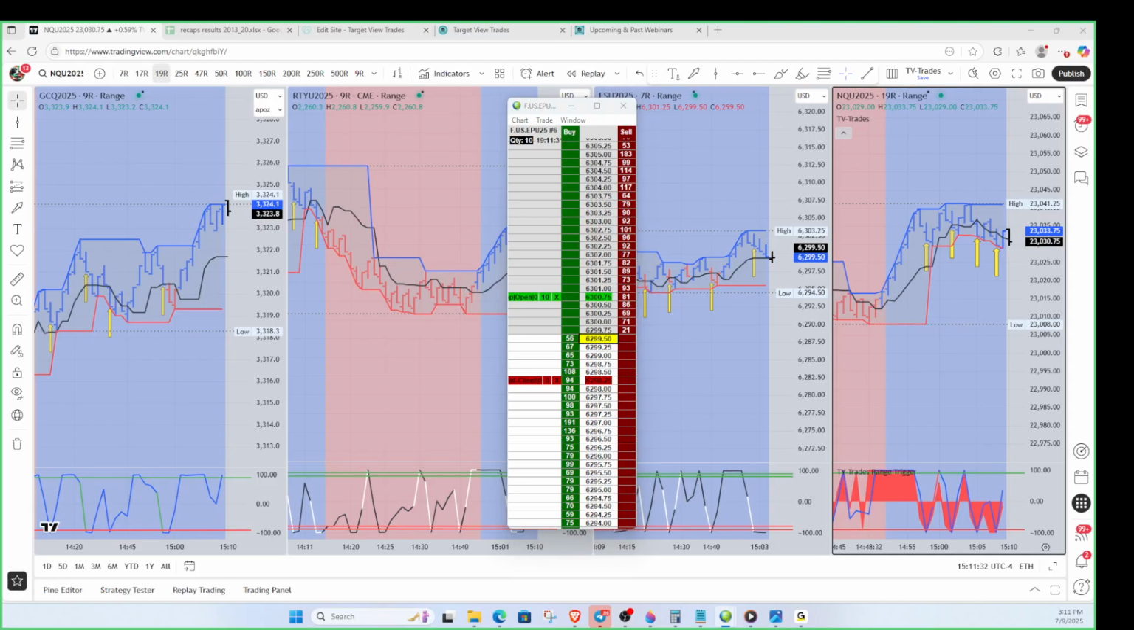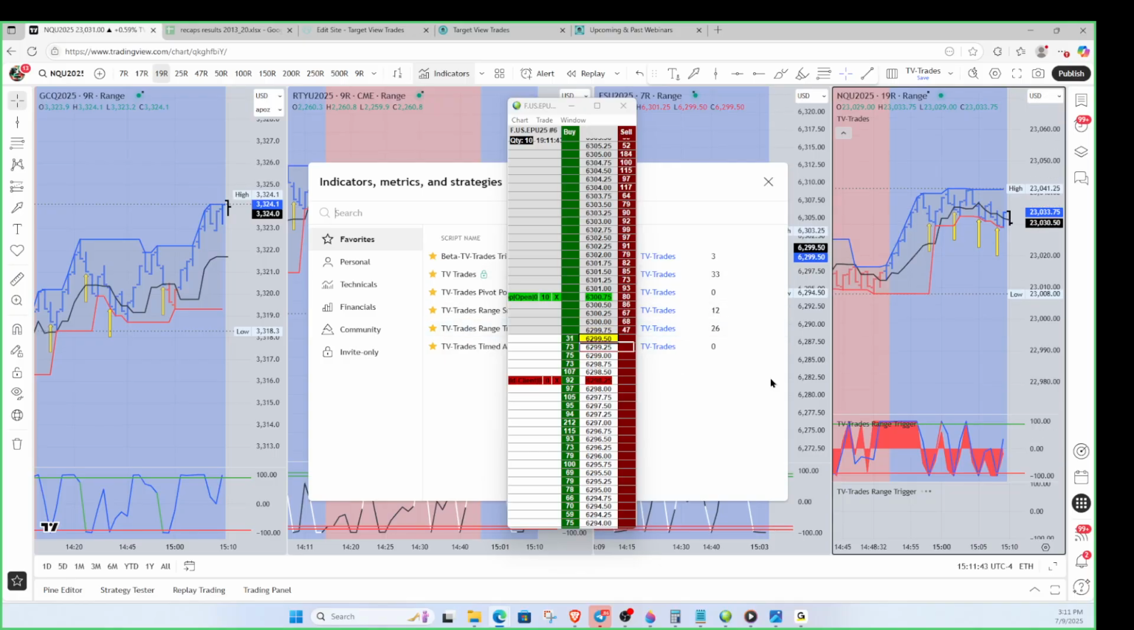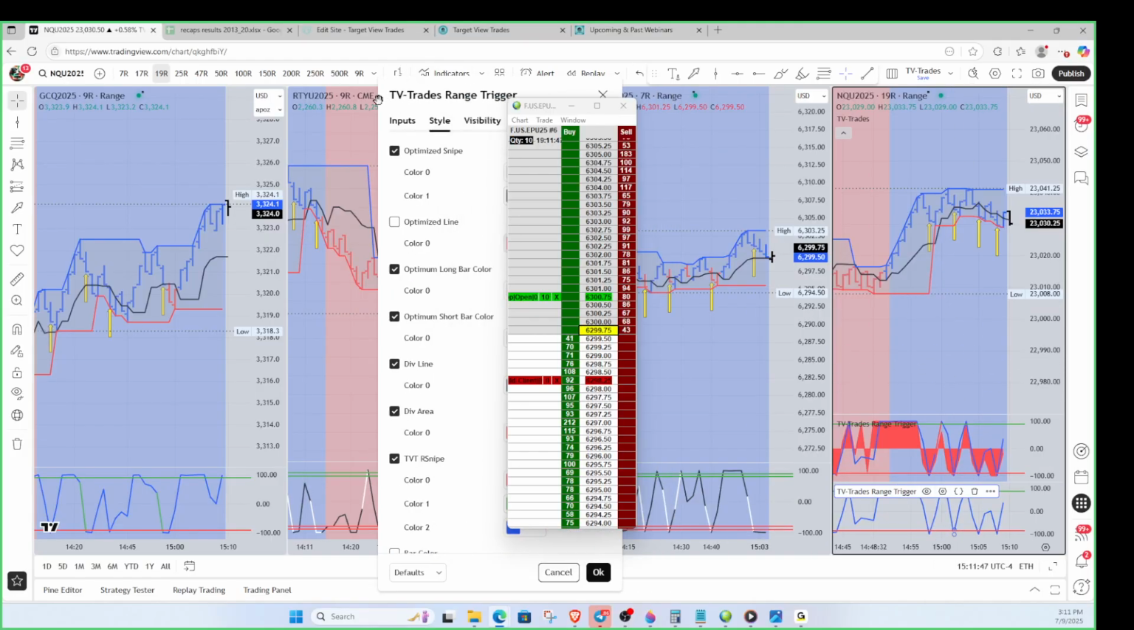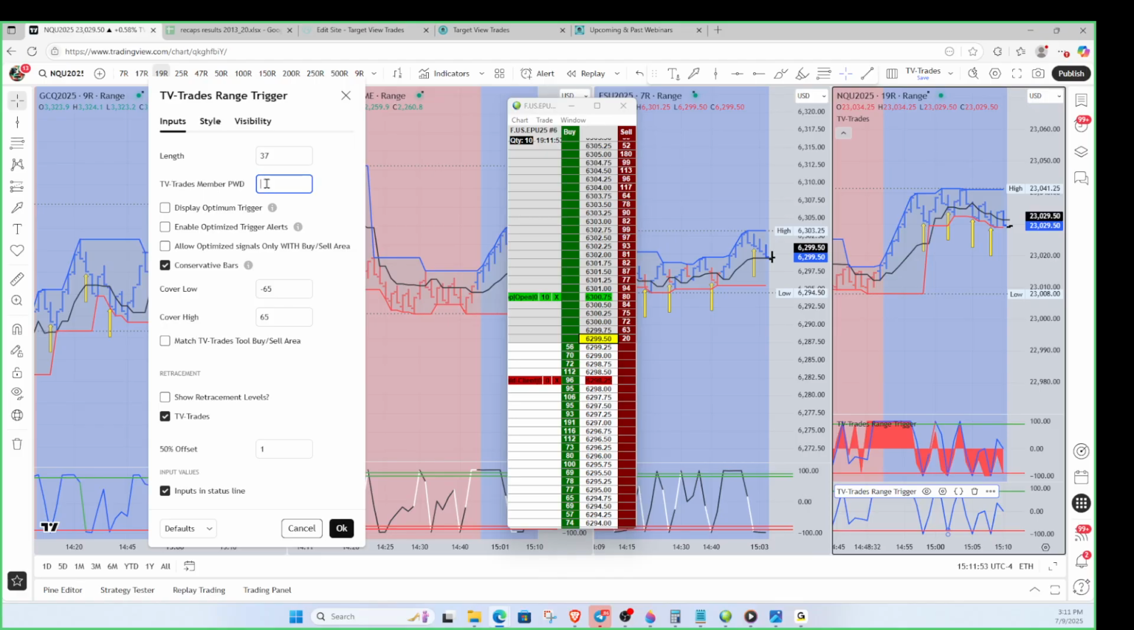Yeah. So, Wayne, it's on by default when you put a range trigger on, I think. Let me just turn it on and see. Range trigger. Once you put in the password, I think, Wayne, it will turn on the conservative bars. Okay.